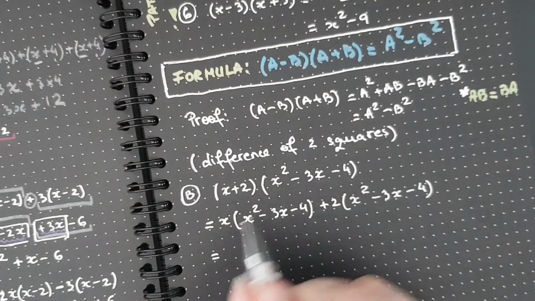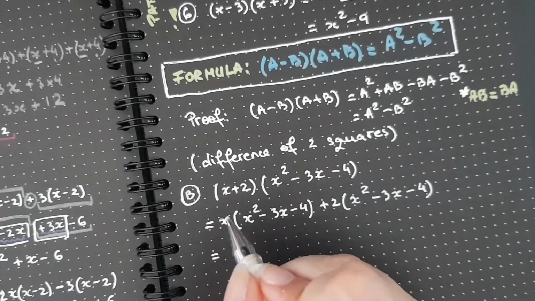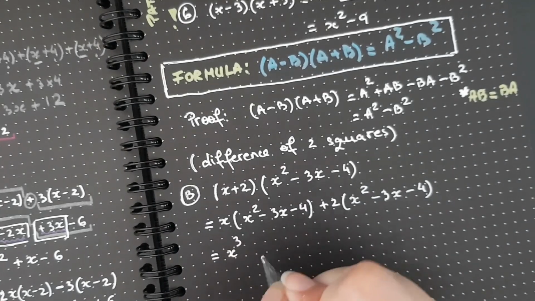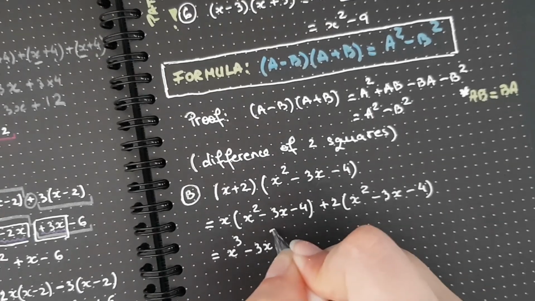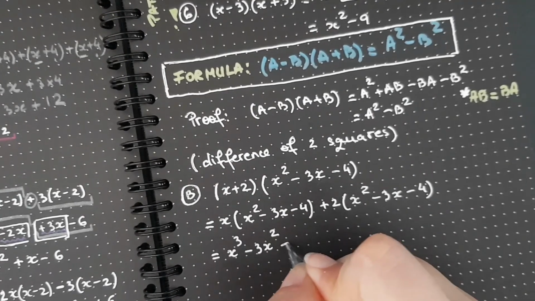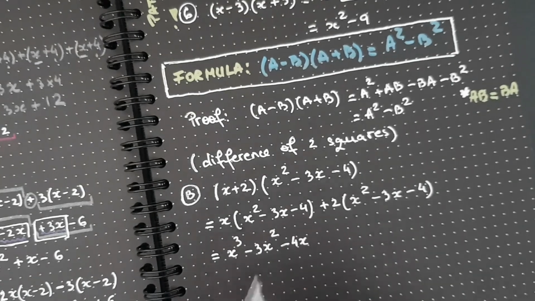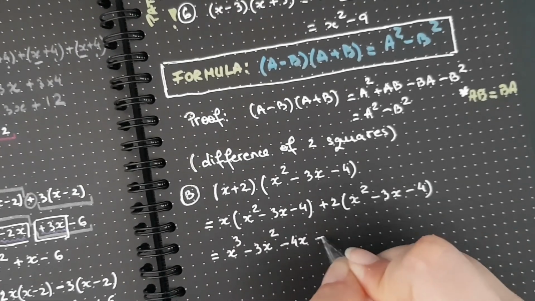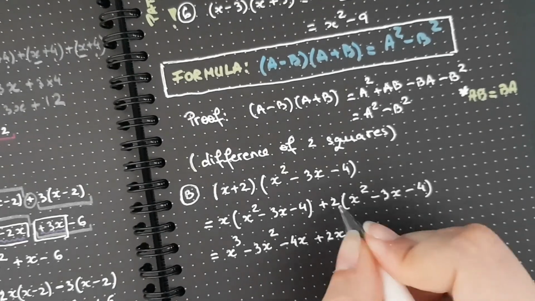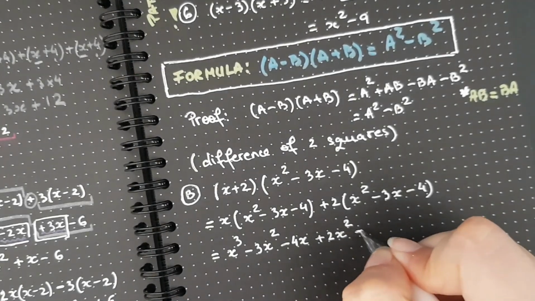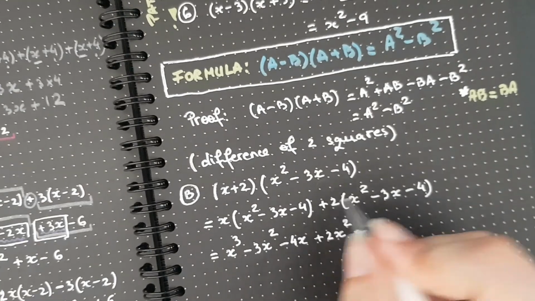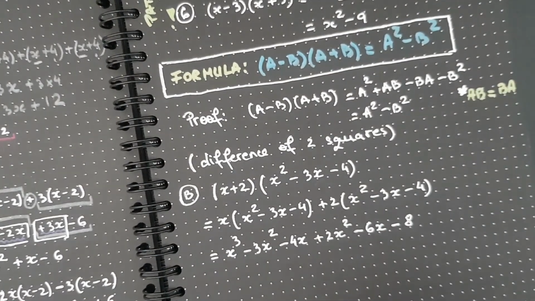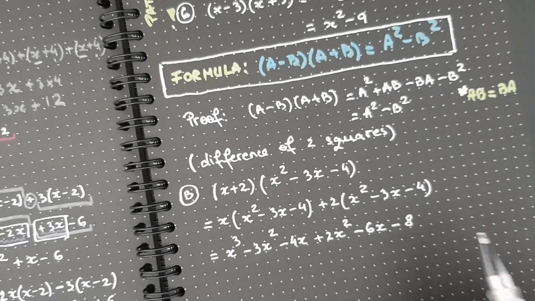And now I need to be careful because there are a bit more calculations. So x times x squared, it's x cubed. X times negative 3x, that's negative 3x squared. X times negative 4, negative 4x. So we've done the first one. Second one, 2 times x squared, 2x squared. 2 times negative 3x, negative 6x. 2 times negative 4, negative 8. So far, so good. I've multiplied.